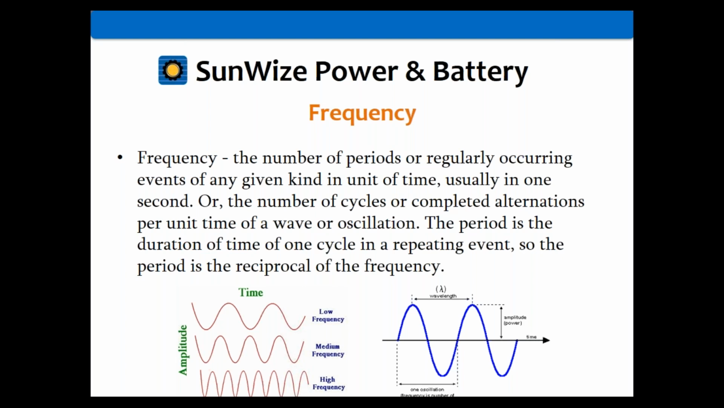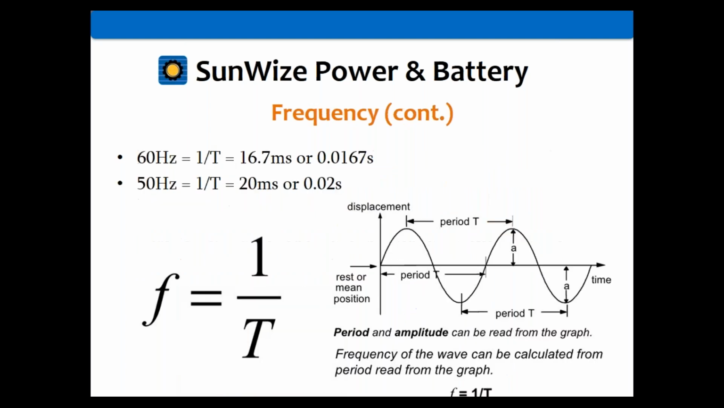Okay, and the period is the duration, the time of one cycle of a repeating event. So the period is the reciprocal of the frequency. That's very important to understand. It's the reciprocal of the frequency, and we're going to talk about that in just a second. These things are going to play out in a way that makes sense, and it's going to matter as we go into a little more detail and talk about what that really means.